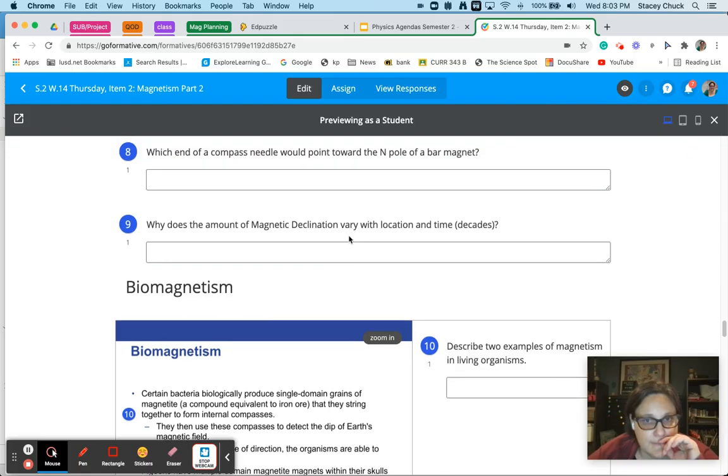All right. Why does the amount of magnetic declination vary with location and time, in terms of decades? So remember, location, I just showed you, depending on where you are, it lines up or it's off, right? And the amount varies with your location because of that. The other thing that varies, of course, is over time. I don't have a picture on here of the location of the magnetic poles over time, but they move around. So it does matter when in time you are when you're talking about the location and the amount of magnetic declination of a location.